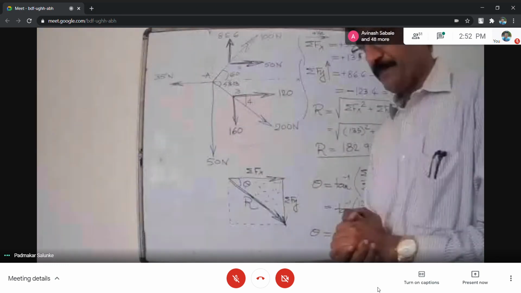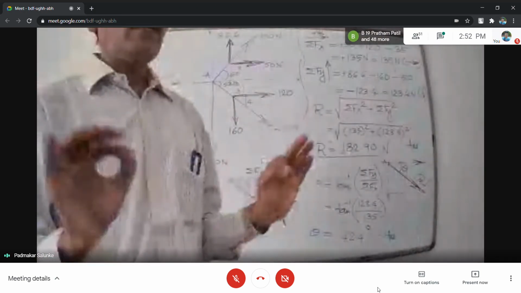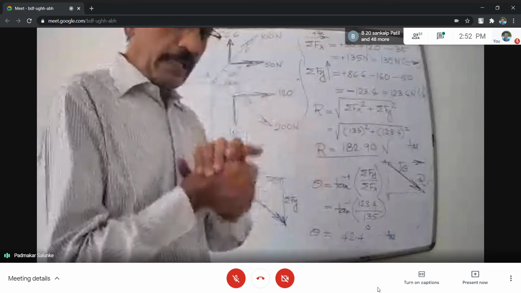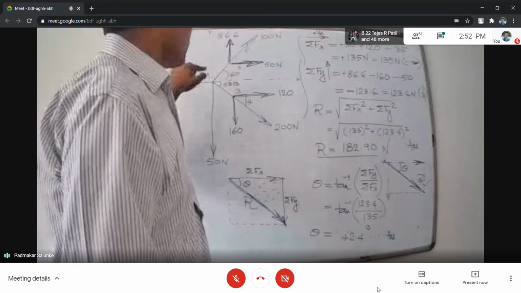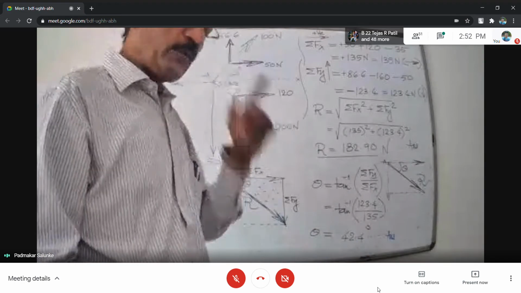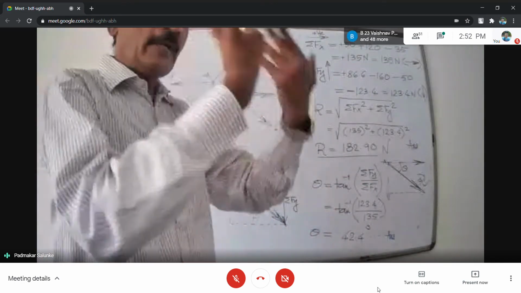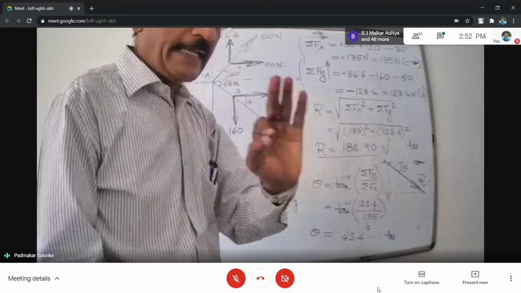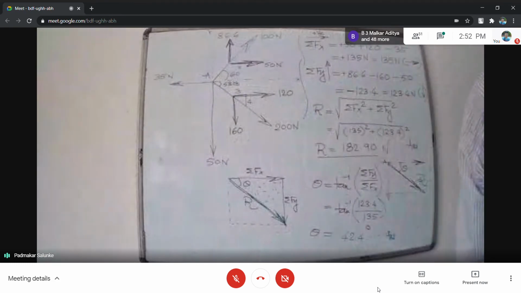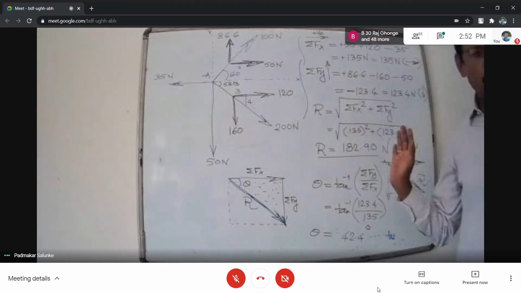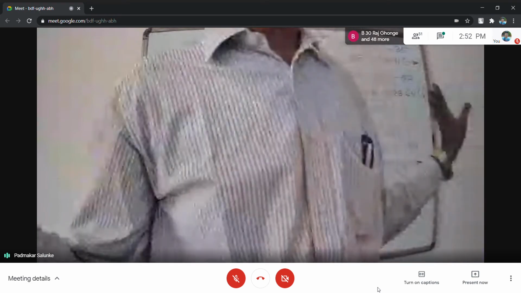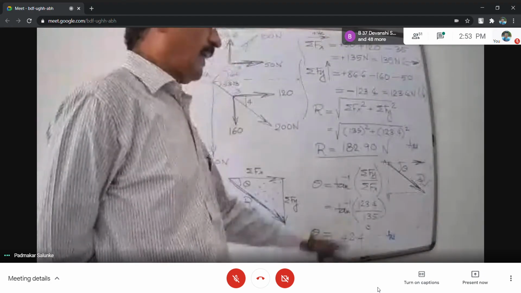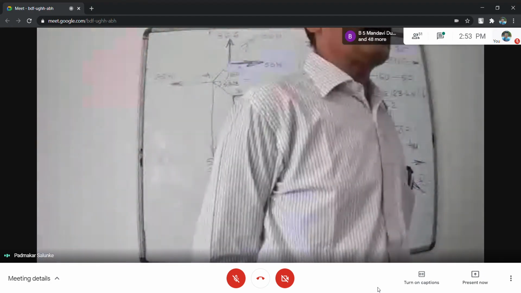Please remember, in case of a concurrent force system, either coplanar or non-coplanar, in case of a concurrent coplanar force system, all forces are acting at one point. That's why the resultant force is also acting at the same point. So this is point A. Already I have marked here. So in a concurrent coplanar force system, Varignon's theorem is not required, because the position of the resultant is already defined and the resultant always passes through that point only.